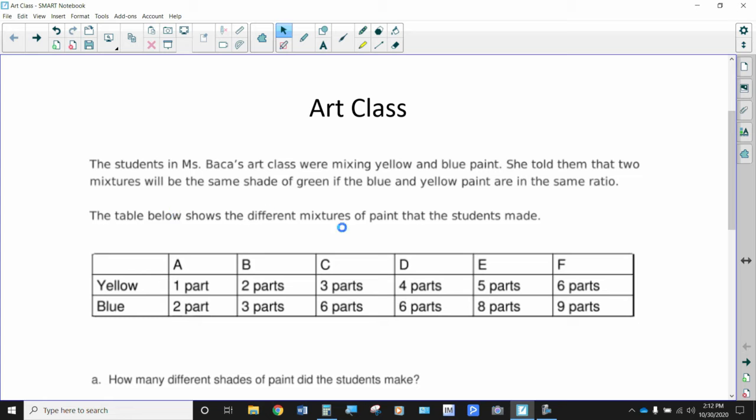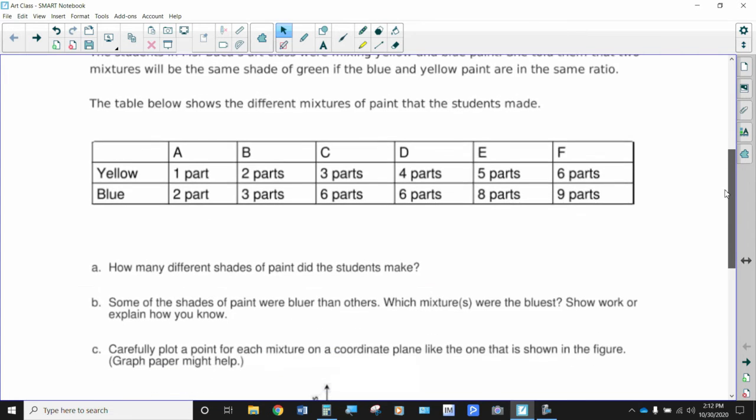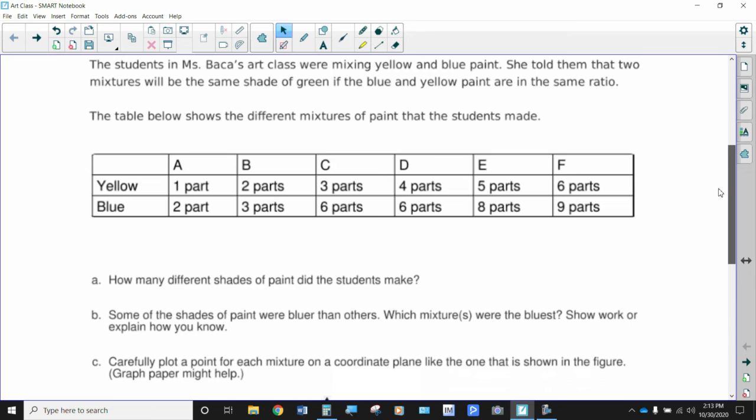So the table below shows the different mixtures and the paint the students have made. And so our first question is, how many different shades of paint did the students make? So if the ratios are exactly the same, then they're going to make the exact same shade. You're just going to get more of it, right? So what we need to do to figure out how many different shades there are is analyze the ratios that we have here and put these ratios in simplest form, okay?